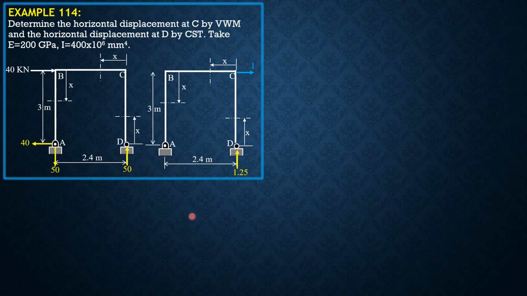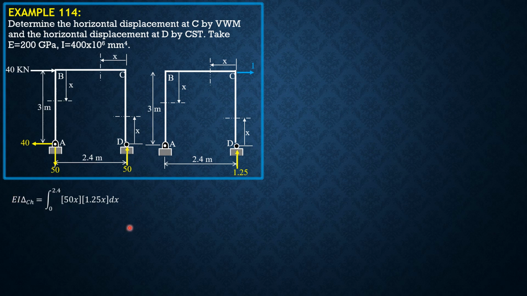So remember the formula, integral of capital M small m dx over EI. So EI delta C horizontal equals integral from 0 to 2. The moment here is 0. So we proceed to this section here, 0 to 2.4. The moment is 50 times x, big M. For virtual forces, the moment is 1.25 times x dx.